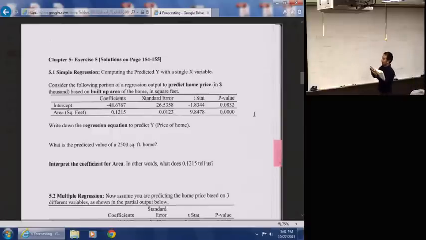All right, okay. 5.1, first question. Write down the regression equation to predict the y. So what would be the equation?